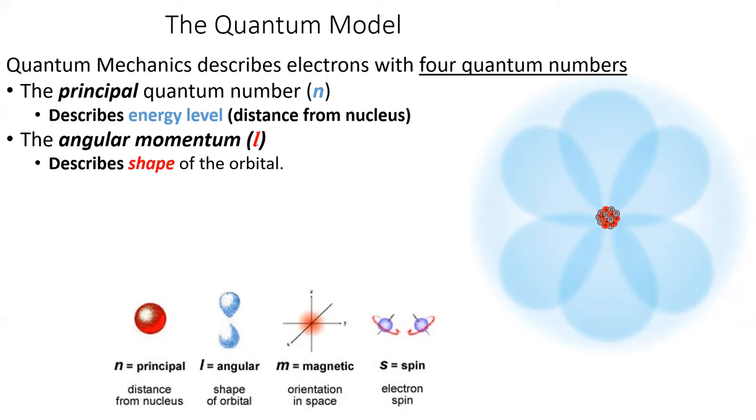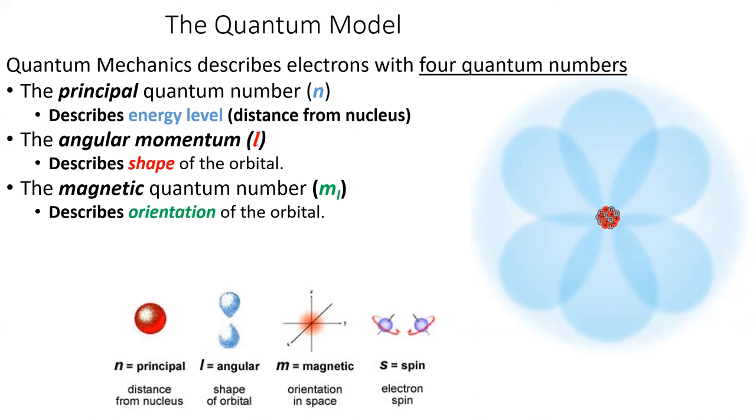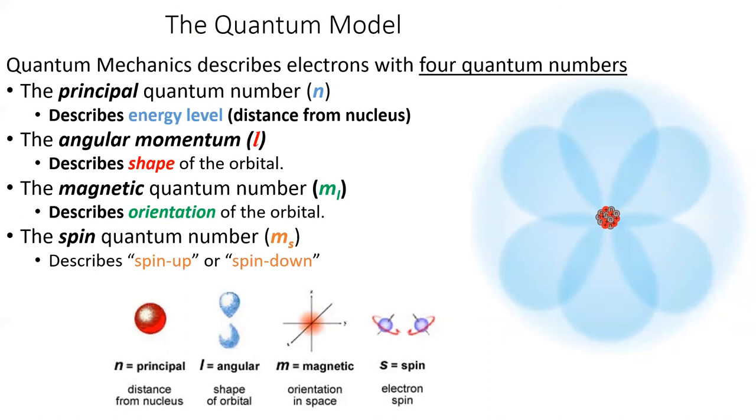The second quantum number, L, describes the angular momentum of the electron. In practice, this determines the shape of the electron wave function. The simplest shape is a sphere, but things get wild and crazy at higher energies. The third quantum number is m sub L, the magnetic quantum number. This describes the orientation of the orbital. The last quantum number, m sub s, describes the electron's spin. Electrons are either spin up or spin down, and that's all you need to know about electron spin right now.